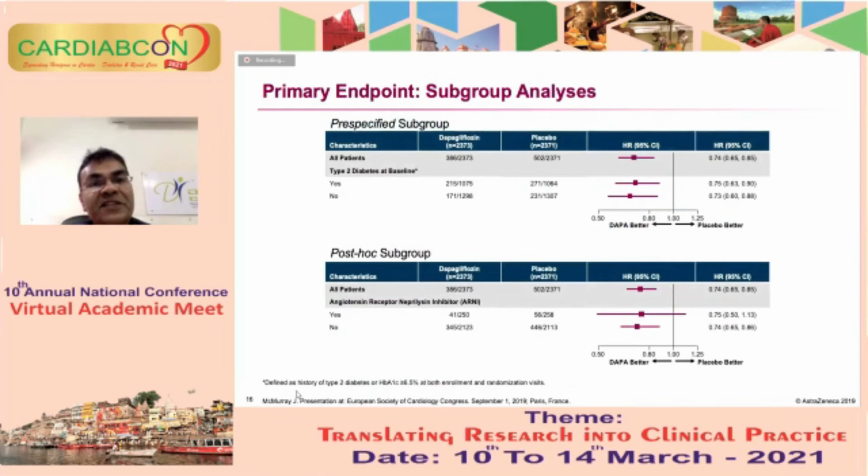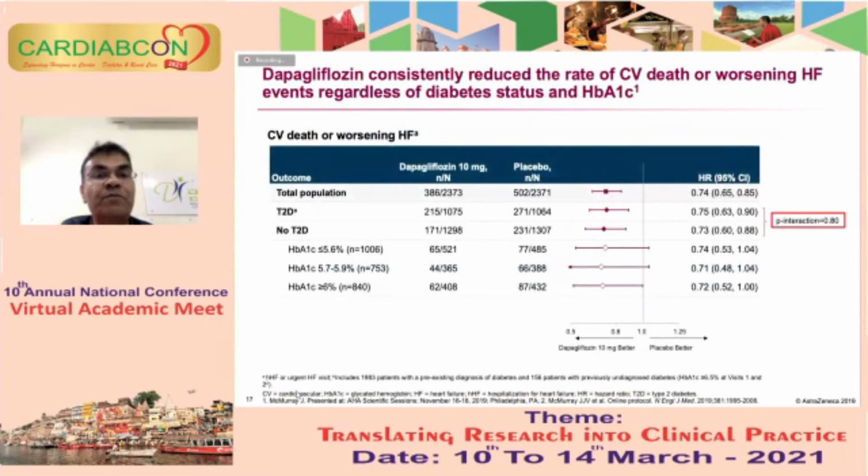Even with a pre-specified group, as I already told you, the patients whether type 2 diabetes was there at baseline or not, and in post-hoc analysis in subgroup patients, even the patients who are already on ARNI also got the benefit. So it means the patients with heart failure, even those who are on ARNI, still will get a continuous benefit of this molecule, and they have a synergistic benefit for the patient with LV ejection fraction of less than 40. DAPA consistently reduced the rate of CV death and worsening heart failure events, regardless of diabetes status and A1C, and the CV death and worsening heart failure was better in the patients in the DAPA arm.